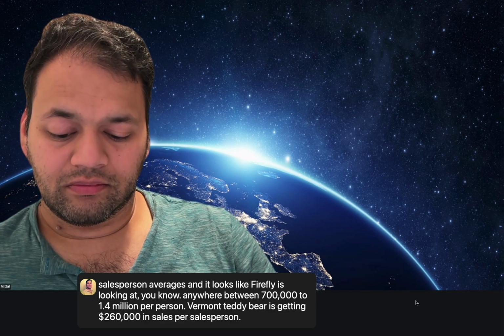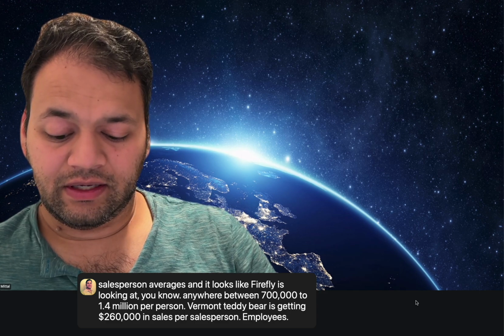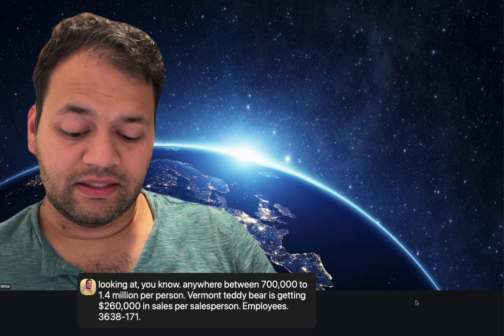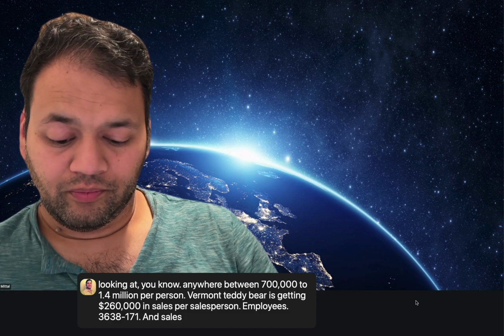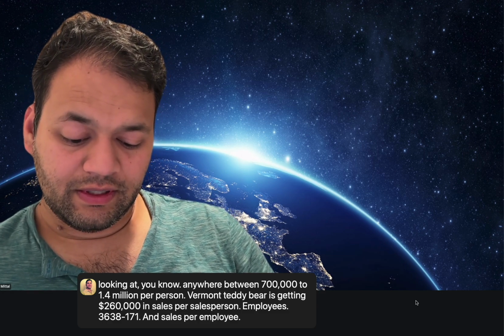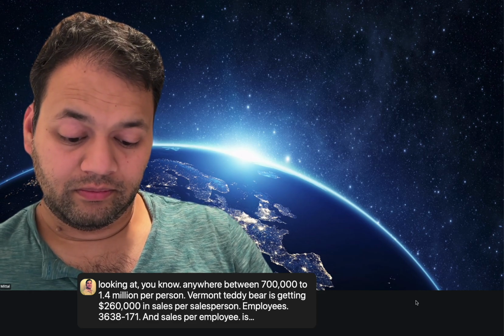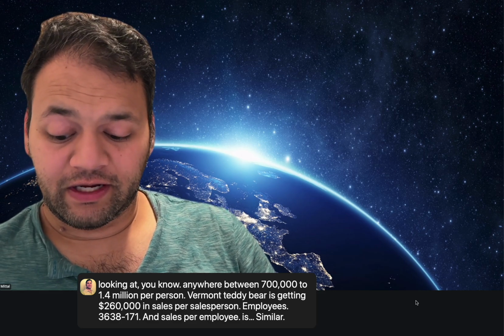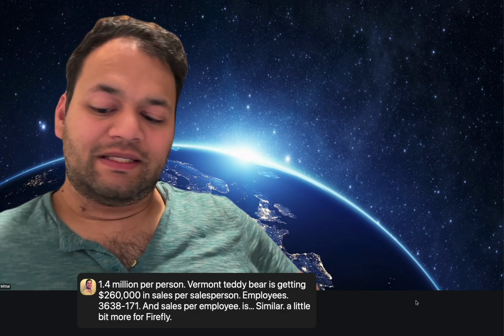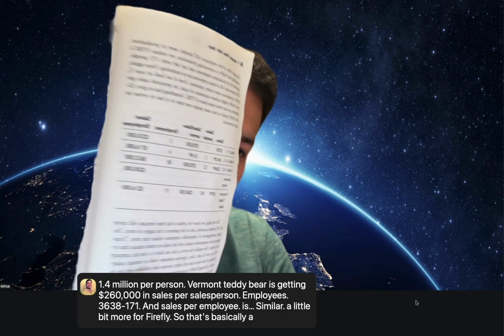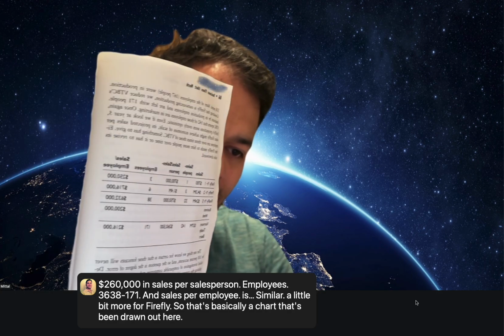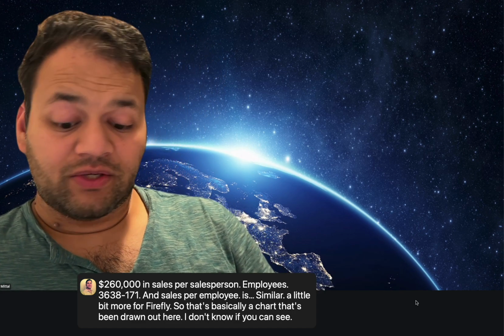Employees are 3, 6, 38, 171, and sales per employee is similar, a little bit more for Firefly. So that's basically a chart that's been drawn out here. I don't know if you can see, but that's what I just read to you.